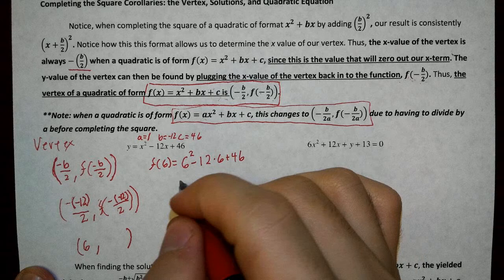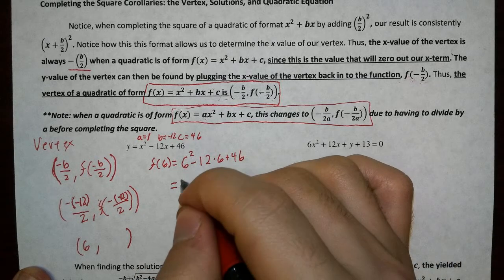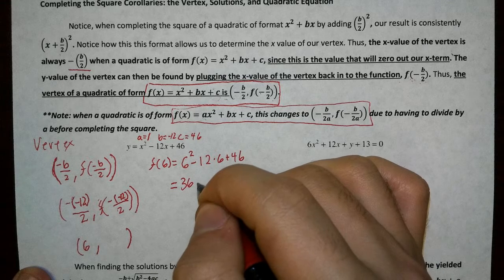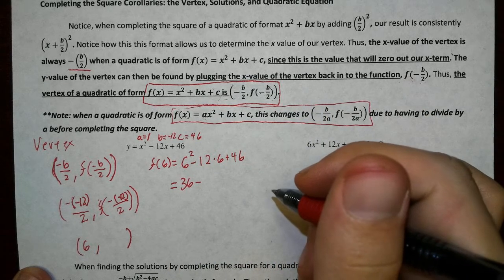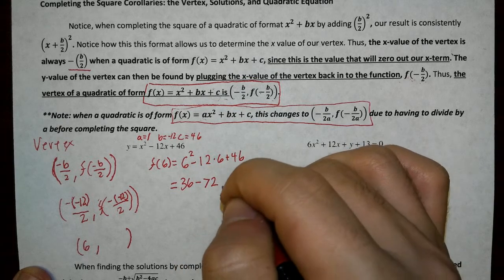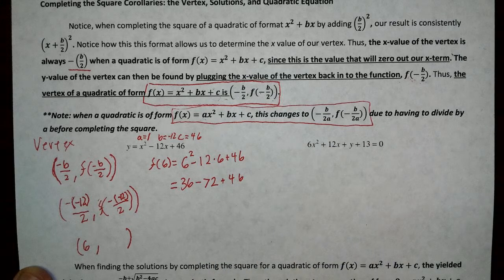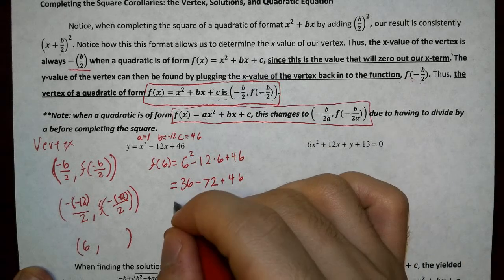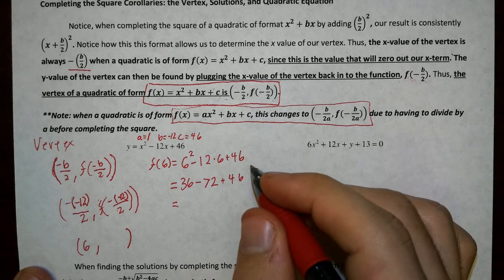Now evaluating this, 6 squared is going to be 36. Negative 12 times 6 is negative 72, plus 46. We can then start adding these. So we're going to have 36 minus 72.